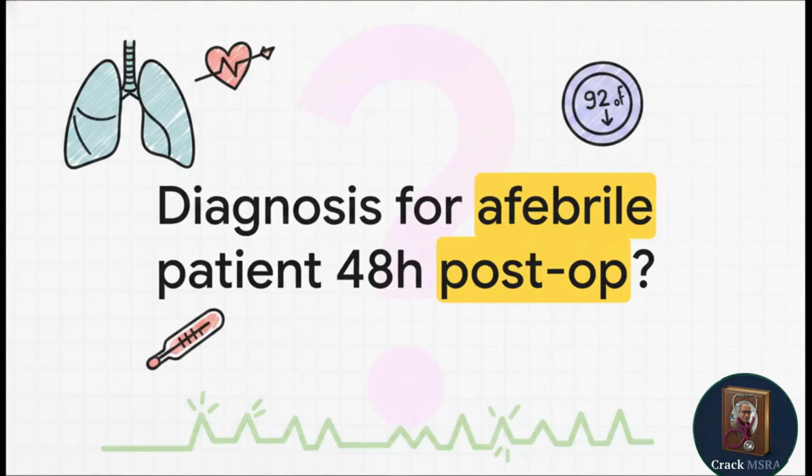A patient is 48 hours post-op from an open cholecystectomy. They have mild tachypnoea, an SpO2 of 92%, they're afebrile, and they have reduced basal air entry. What is the diagnosis? Have your answer? If you said post-operative basal atelectasis, you absolutely nailed it. You can base this purely on that early 48-hour timeline and the classic afebrile presentation.